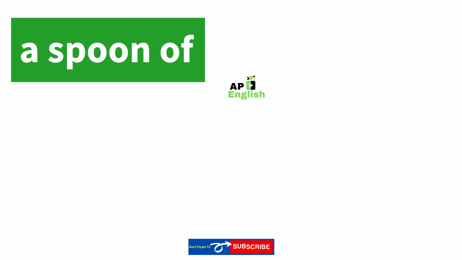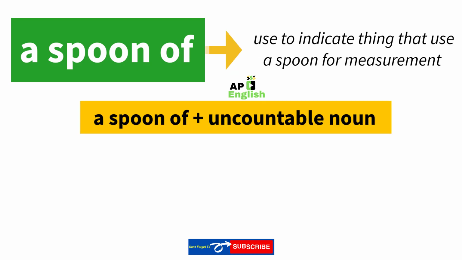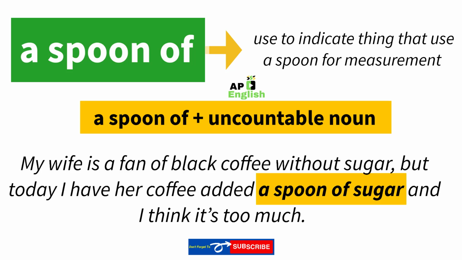A spoon of. Use a spoon of to indicate things that use a spoon for measurement. Example, my wife is a fan of black coffee without sugar, but today I have a coffee added a spoon of sugar and I think it's too much.